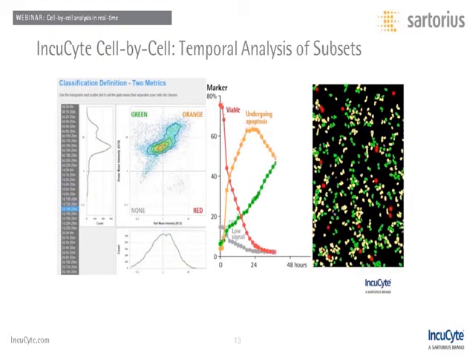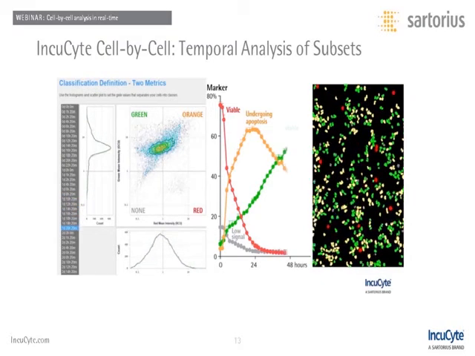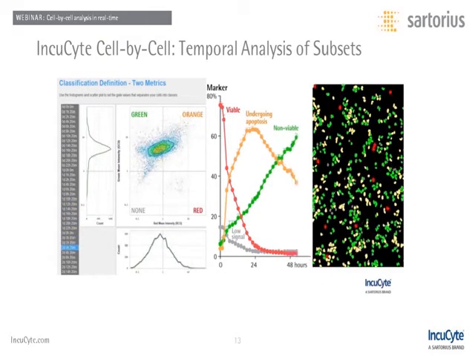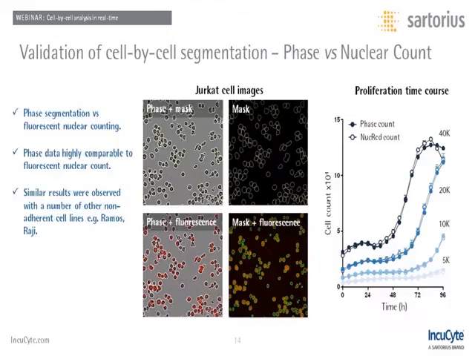Now I'm going to go through some validation data for the cell-by-cell analysis, as well as some examples of how you could use this capability. We validated the phase segmentation by comparing cell count acquired by cell-by-cell analysis to nuclear count. The cells used in these images on the left-hand side are Jurkat NucLight Red cells, and they have been plated at various densities and then monitored and analysed over a 4-day period.